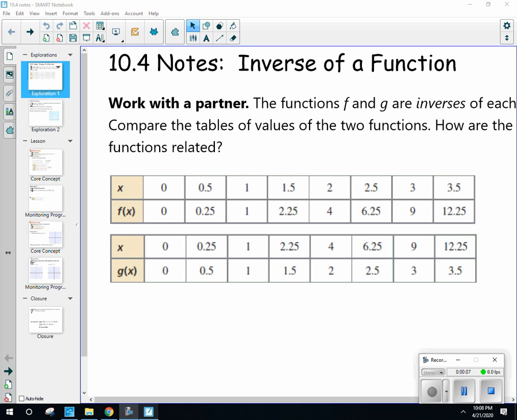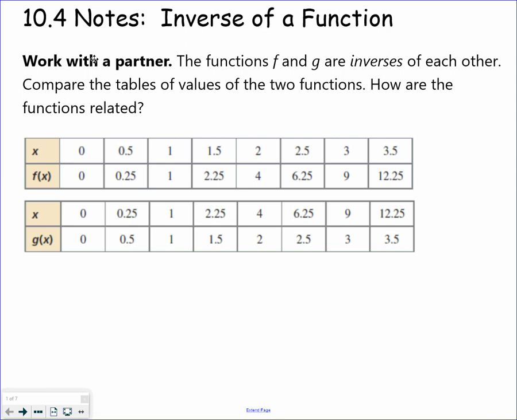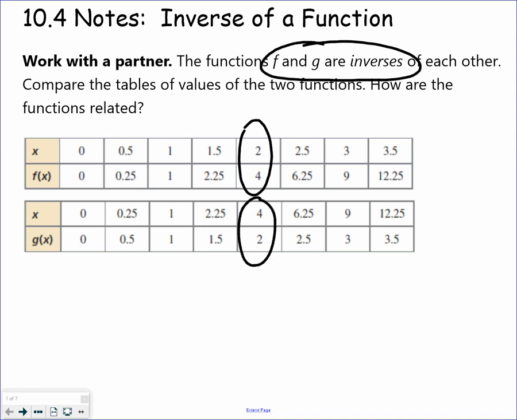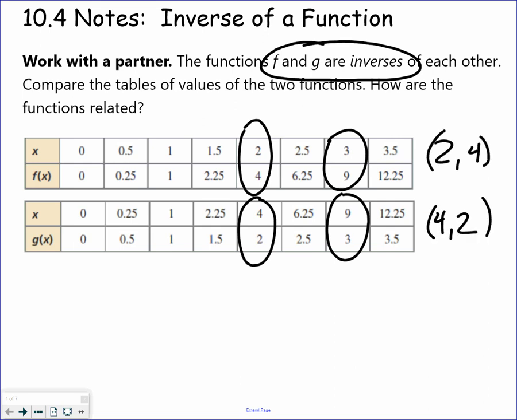This is the last lesson of 10.4, and the first page of the notes here is a partner exercise, and ultimately what they're trying to get you to do is talk about what's known as inverses. So looking at F and looking at G, looking at the inverses. So now here's what I want you to understand, and ultimately I'm going to go right here because this is where it probably makes the most sense. So if x is 2 and the f of x is 4, and then the other one it's 4, 2. So what do you notice about the 3, 9 and 9, 3? What ends up happening is the x and the y switch places.